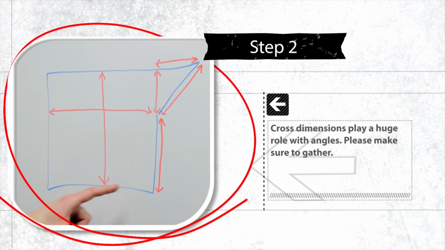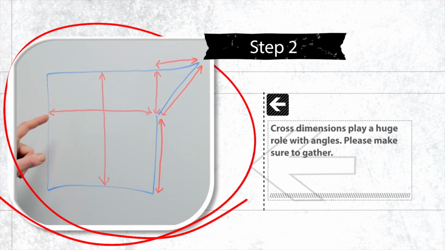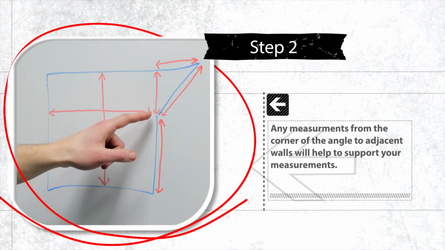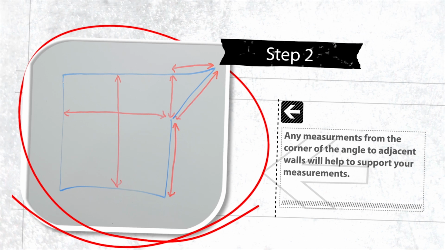Cross dimensions play a huge role with angles. Please make sure to gather any measurements from the corner of the angle to adjacent walls, as they will help to support your measurements.